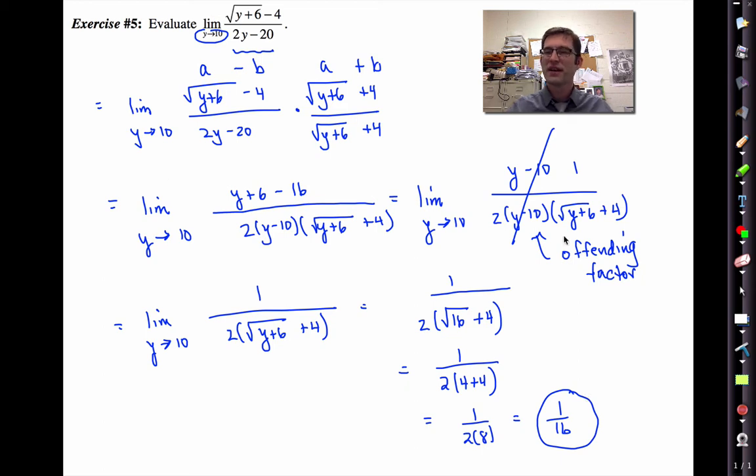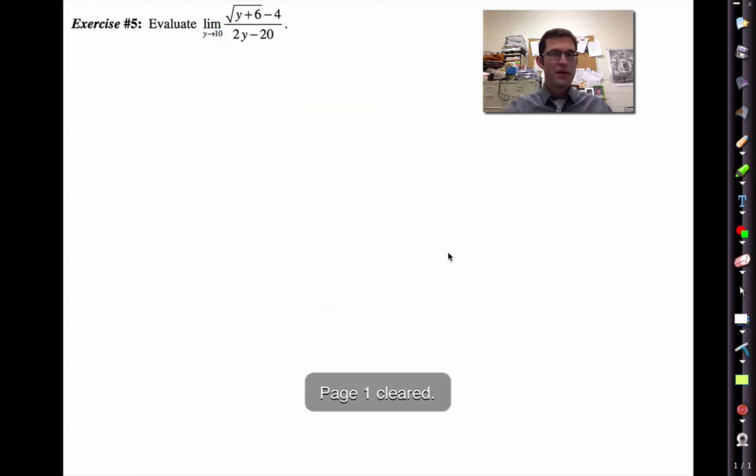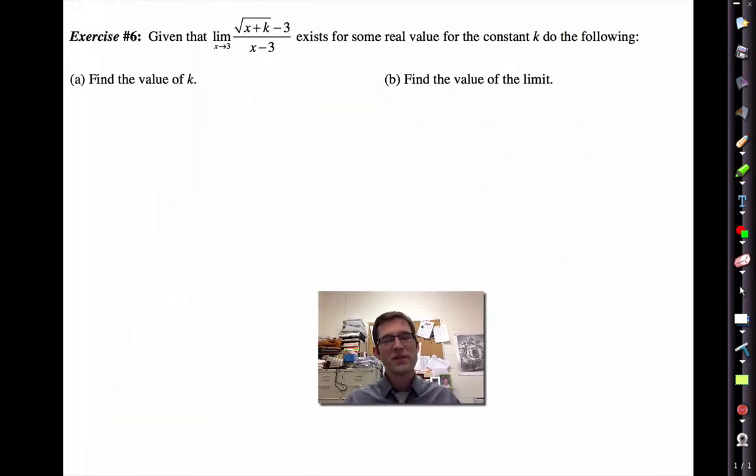All right, clearing out the text, and then we'll do one more problem. Okay, this is a very AP-like problem. The previous problems certainly could find their way onto the AP exam, but this is very AP-like because it pushes to see whether you really understand the process that's going on here. It says, given that the limit as x goes to 3 of the square root of x plus k minus 3 over x minus 3 exists for some real value of the constant k, so k is just some number we don't know, do the following. Find the value of k, and then find the value of the limit.